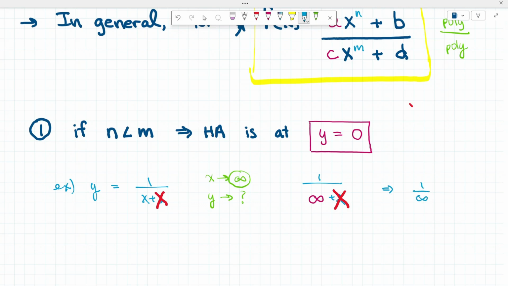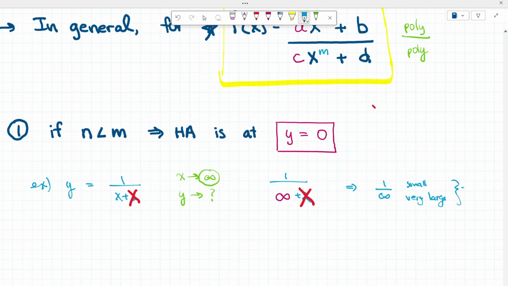Understanding fractions, if you have a small number over a very large number, the whole thing is going to go to 0. Look at it this way: if you have 1 over 10, 1 over 100, 1 over 1,000, your number is getting smaller and smaller. Here it's 0.1, 0.01, 0.001. So this number is tending towards 0. That means if you have 1 over infinity, then that whole fraction is going to tend towards 0.